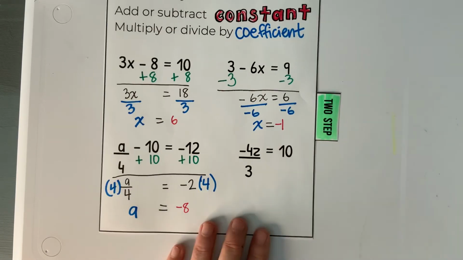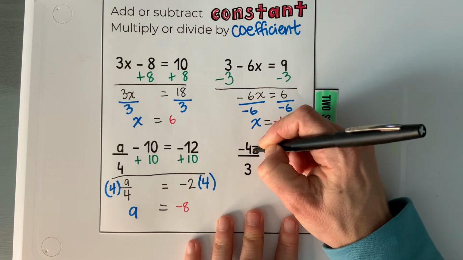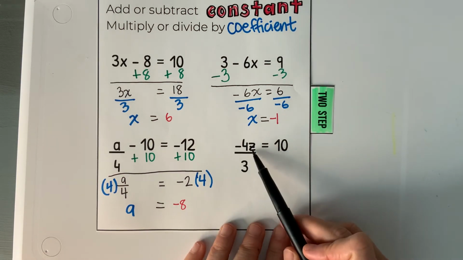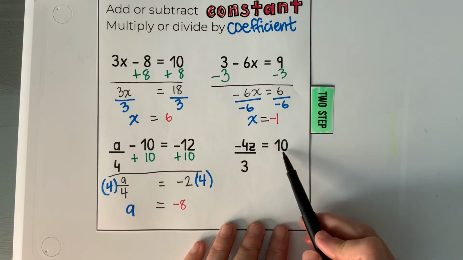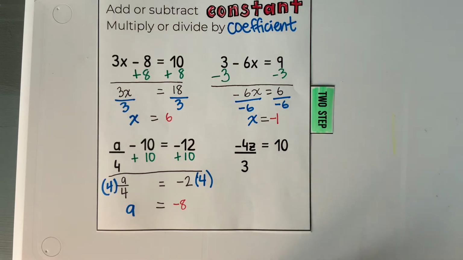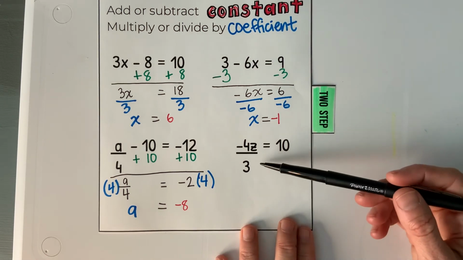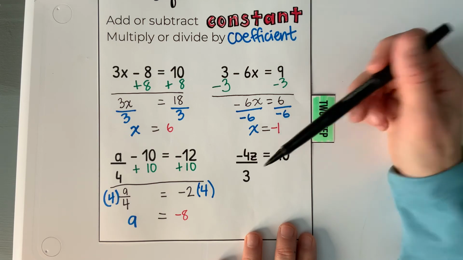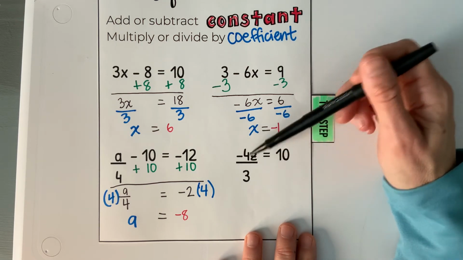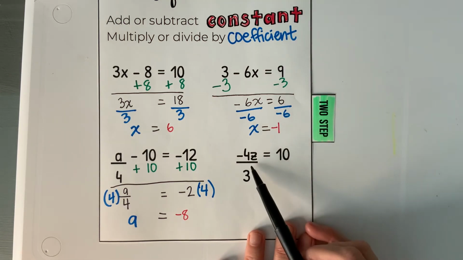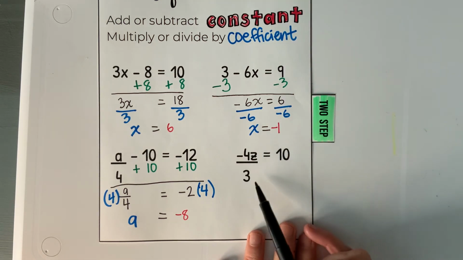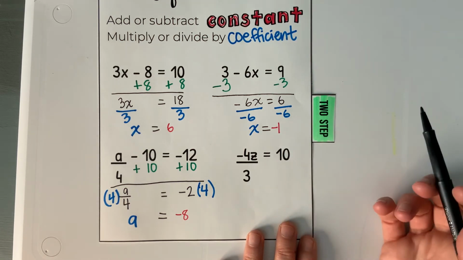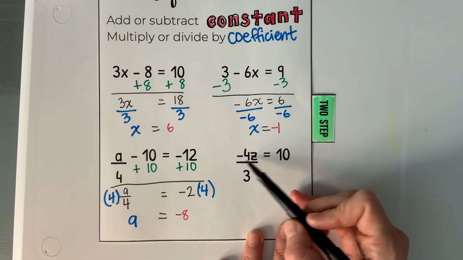All right, next one, and this looks like a really weird font, so I'll put that there. It's supposed to be a Z. So here we have negative 4z divided by 3 is equal to 10. Okay, so for this one, you'll see that the two steps, there's actually no constant on the side of the variable, and so both of the steps are dealing with the coefficient situation. So if you have this, negative 4z divided by 3, you can also think of it as negative 4/3 times z, or z times negative 4 divided by 3.